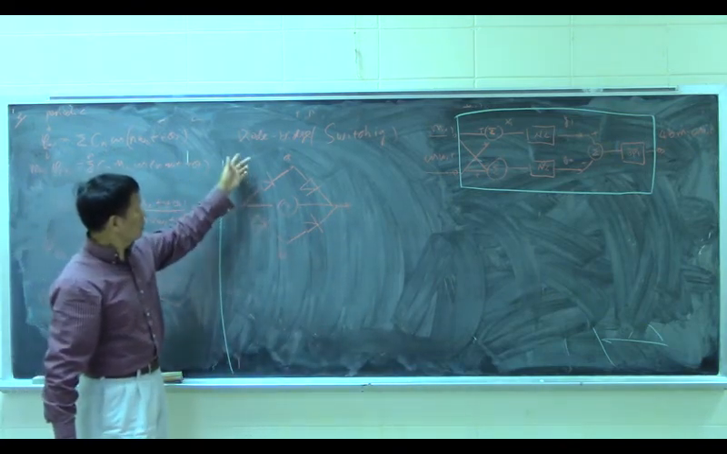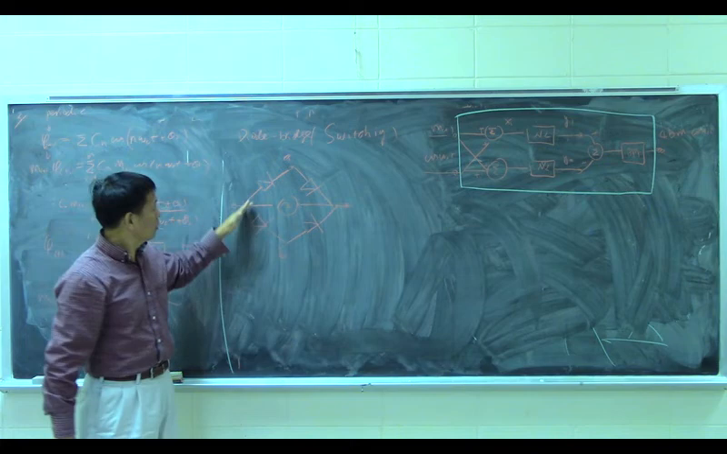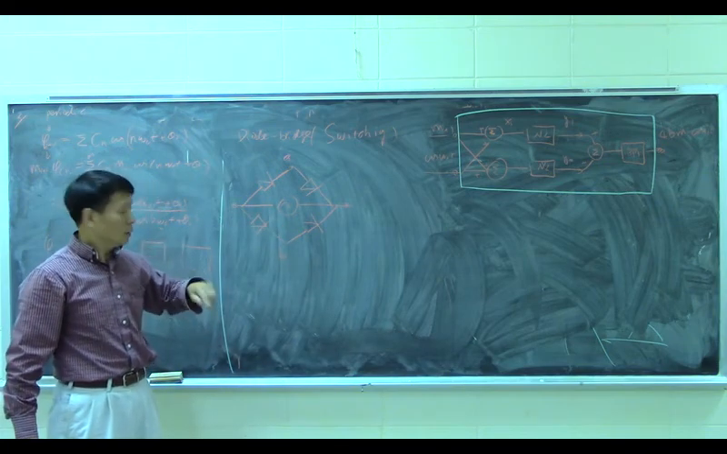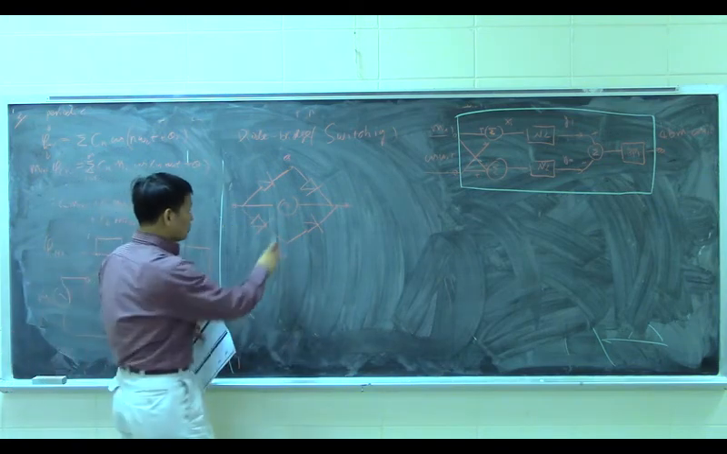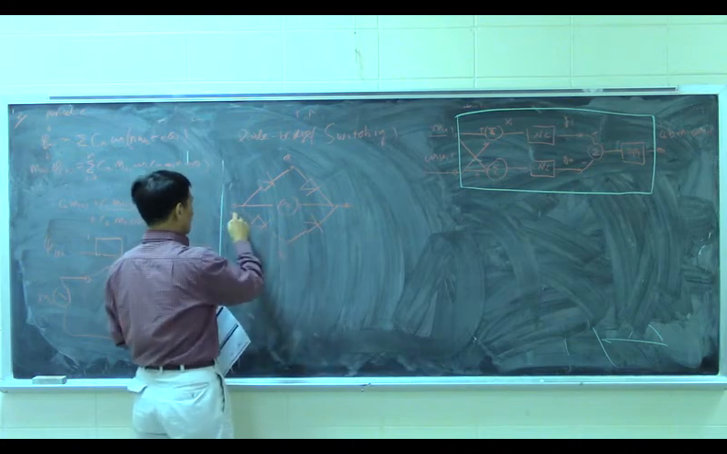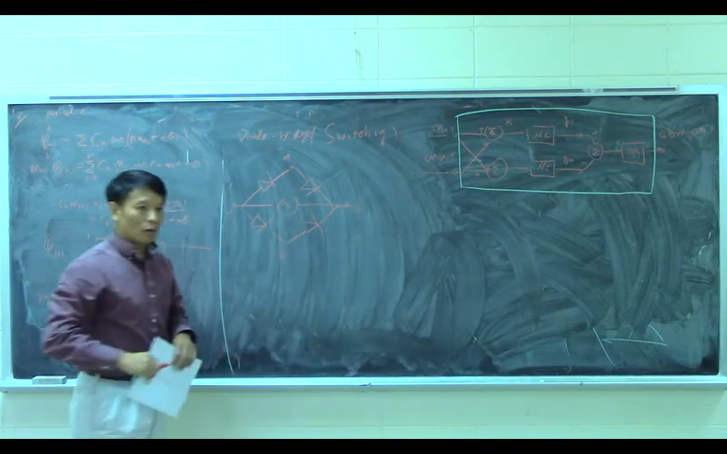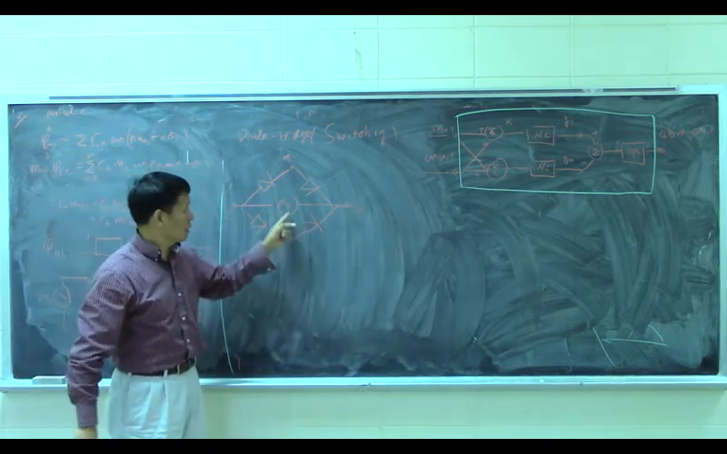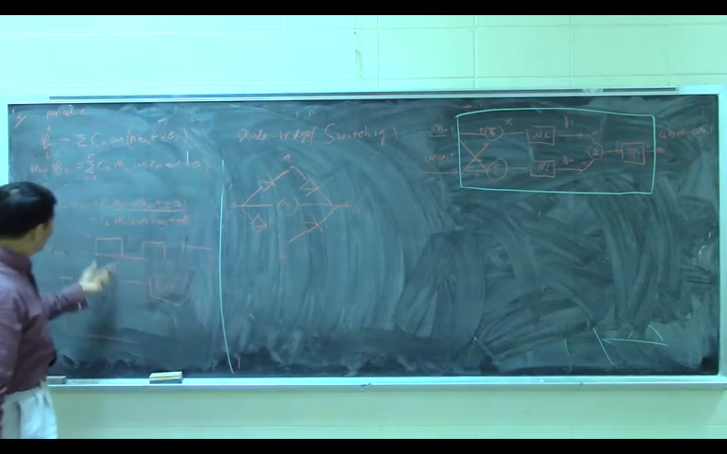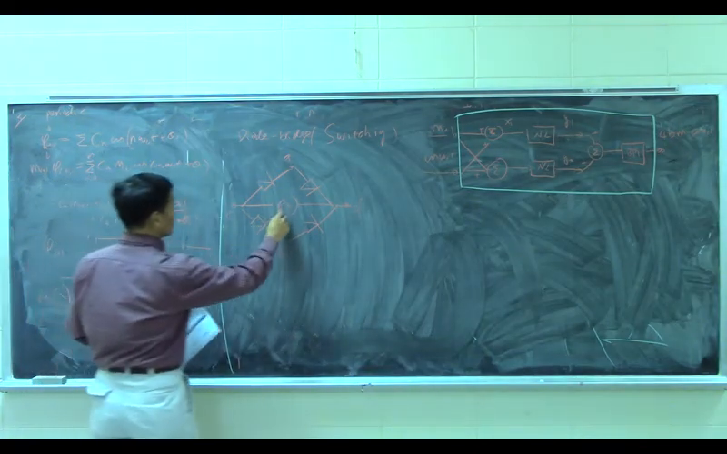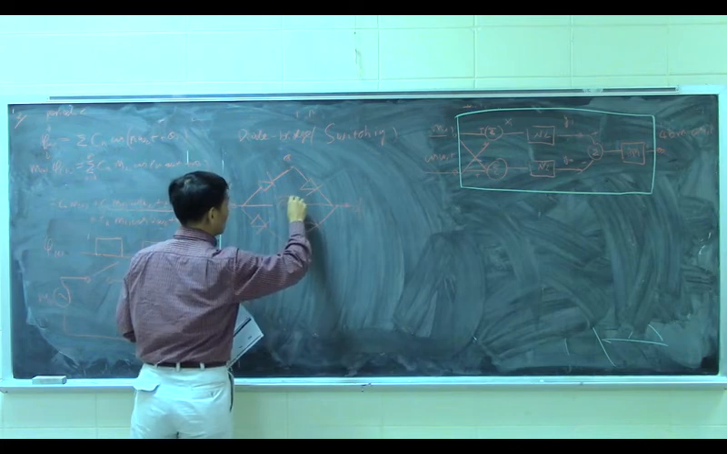This is a diode bridge. We have four diodes connected like this. We connect this point A, terminal A and B. This is C and D. What we put between C and D is this cosine function, cosine omega_c t.